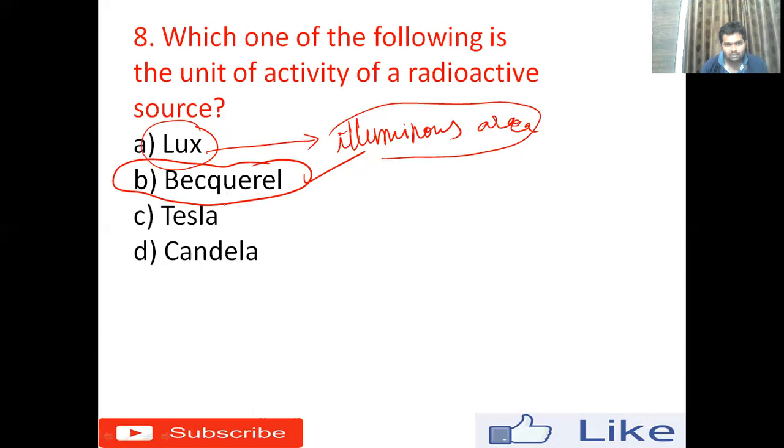Next, option C is Tesla. Tesla is another important unit of magnetic flux density.